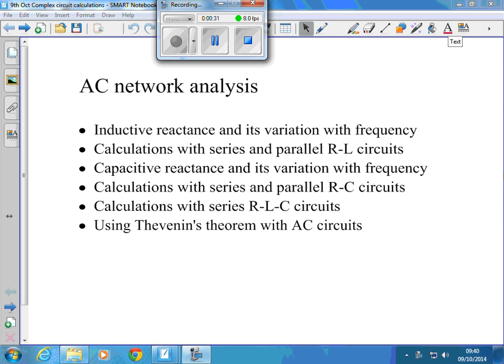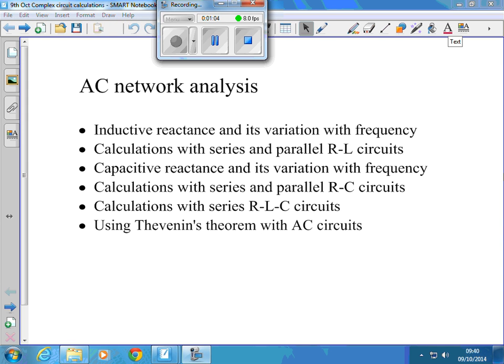Do the same with capacitive reactance and how that varies with frequency. Most of that is a little bit of revision really from science. Calculation of series and parallel RC circuits. Then we'll look at putting all three components in and analysing an RLC circuit. And through all of that we will prove that all the laws we've already dealt with, Kirchhoff's laws, Ohm's law and everything, still apply in an AC circuit.